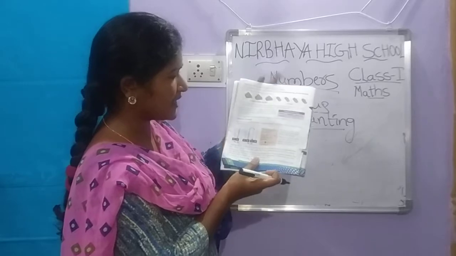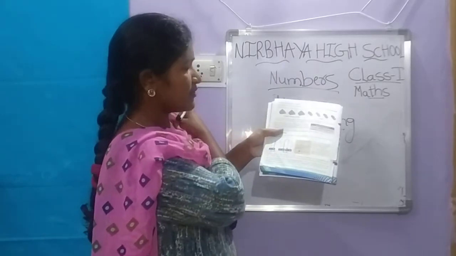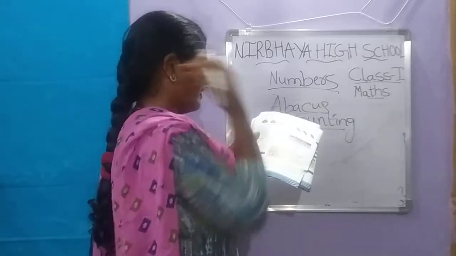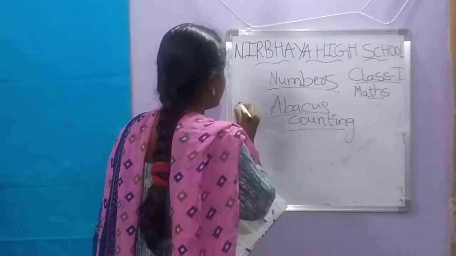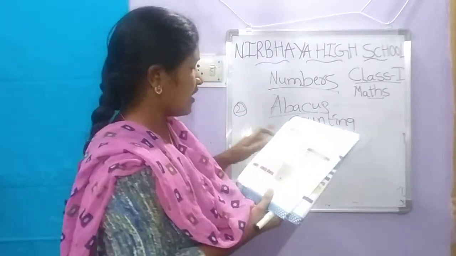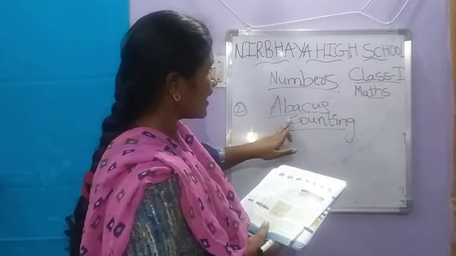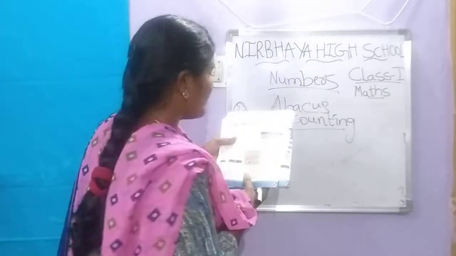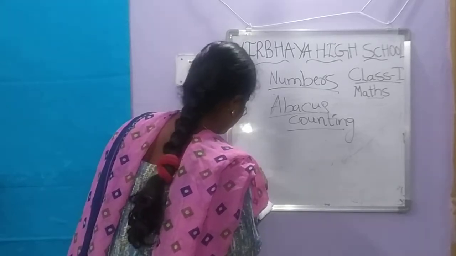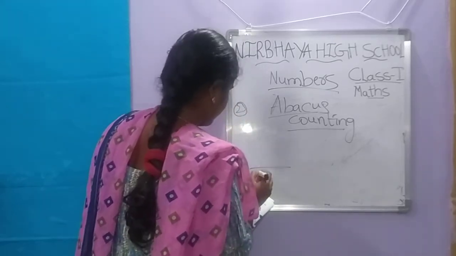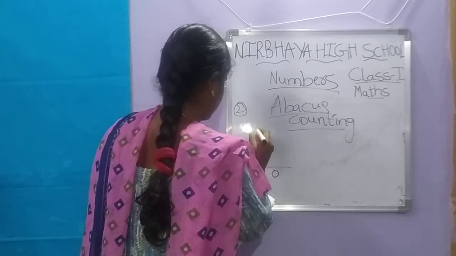Here you see the picture. Here they give figure A and B. In this abacus counting, we should learn how to count 2-digit numbers by using abacus. First picture, figure A, you see. This is the tens and this is the ones.